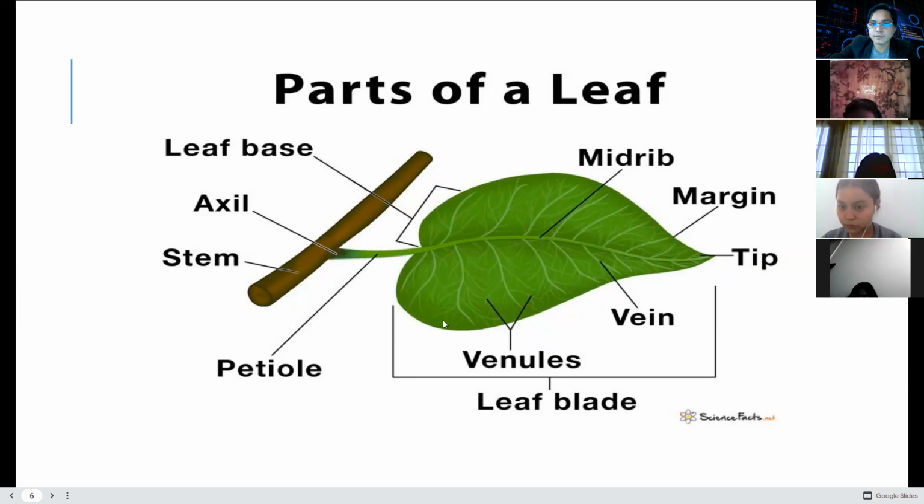And in the blade you can actually see margins. This one.